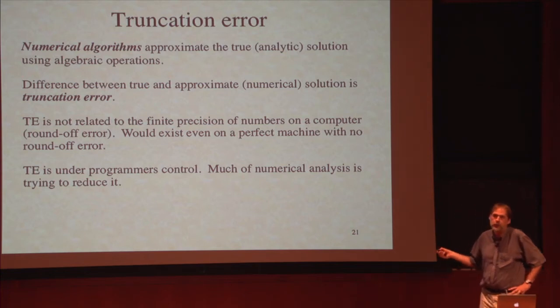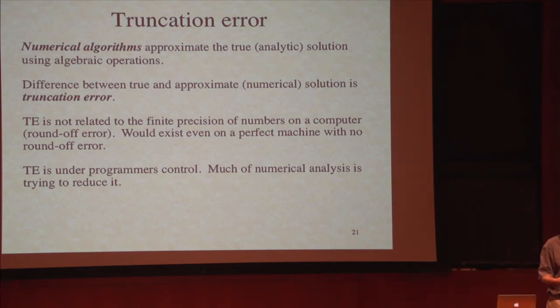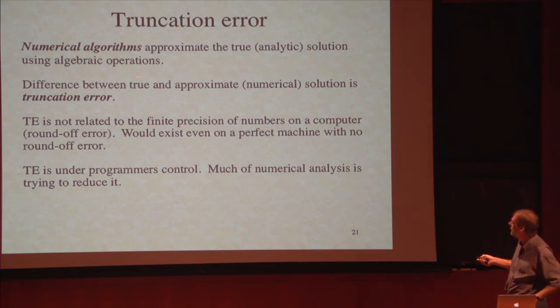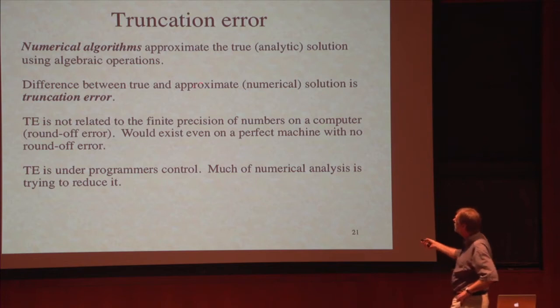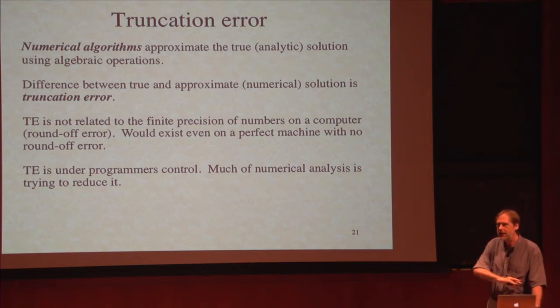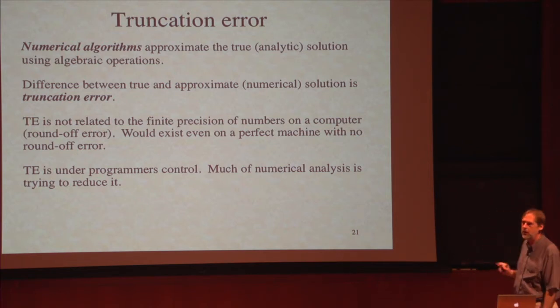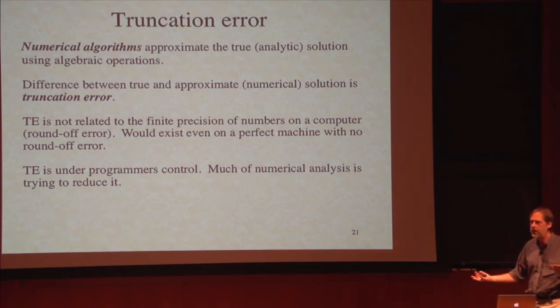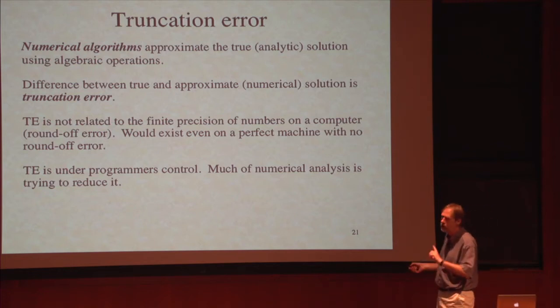On a computer, you can only do algebraic operations. And so we're approximating the solutions of differential equations using algebraic operations. The difference between the true and our approximated numerical solution is called the truncation error. It's got absolutely nothing to do with round-off error. If you had an infinite precision machine, your numerical algorithm would still have truncation error. So truncation error and round-off error are two completely different things. Truncation error is under your control.